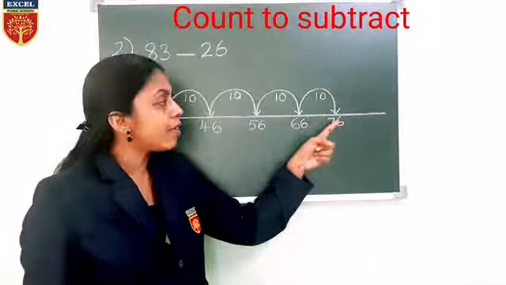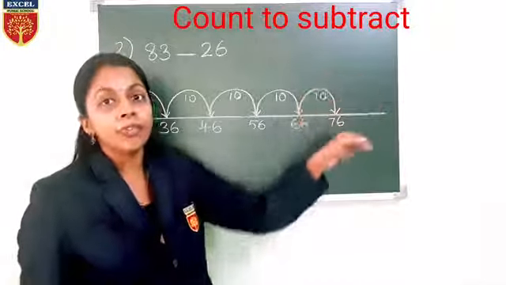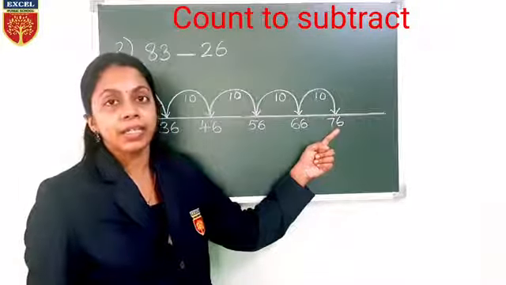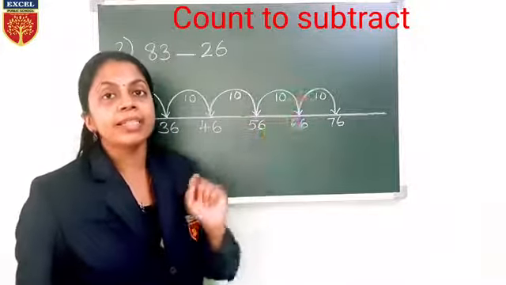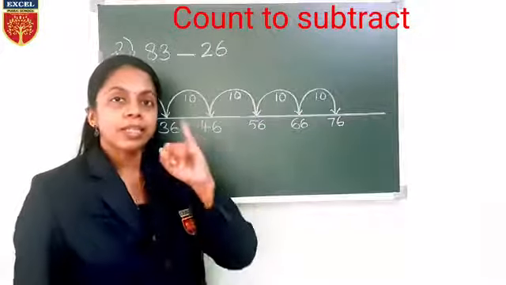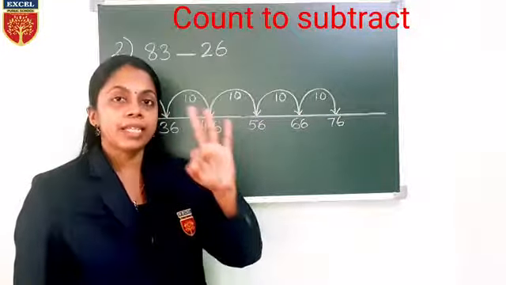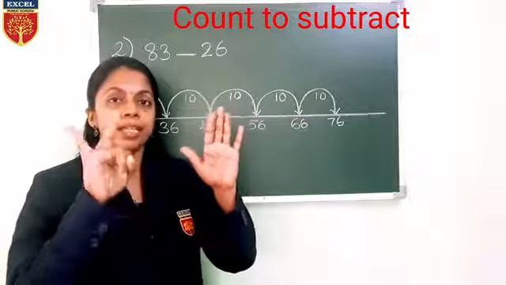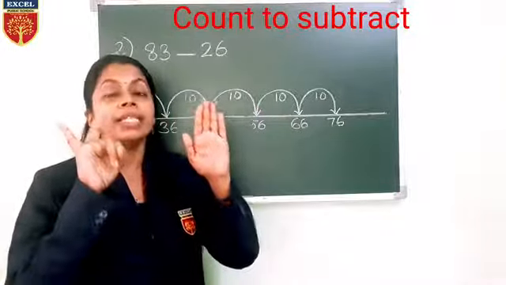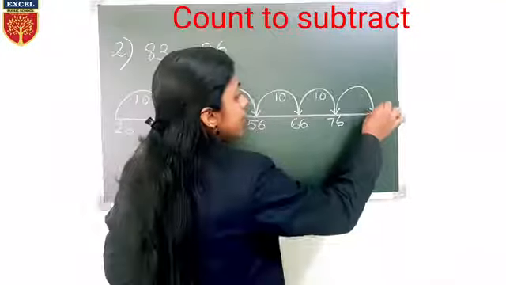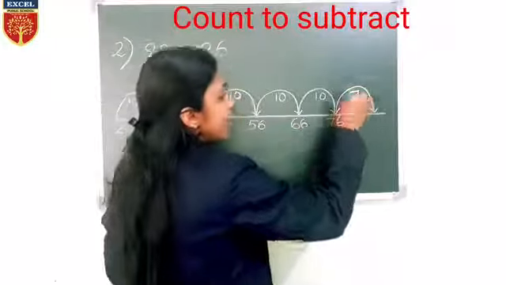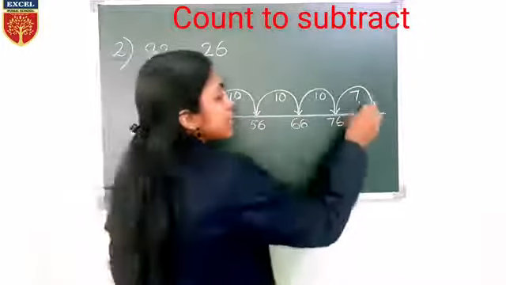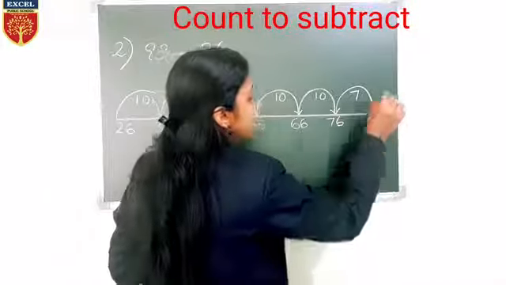You have to check where we have reached and how many more we need. Here we have reached on 76. Now till 83 you count. After 76, 77, 78, 79, 80, 81, 82, 83. How many more? We need 7 more. So next jump we need to add 7 to this 76. 76 plus 7 will reach on 83.